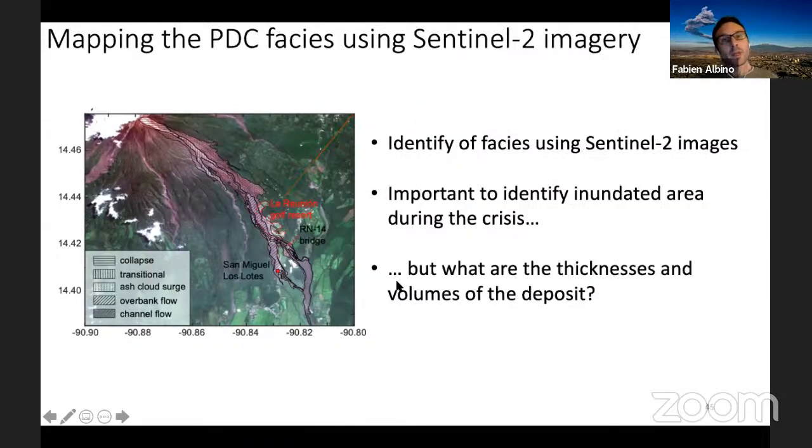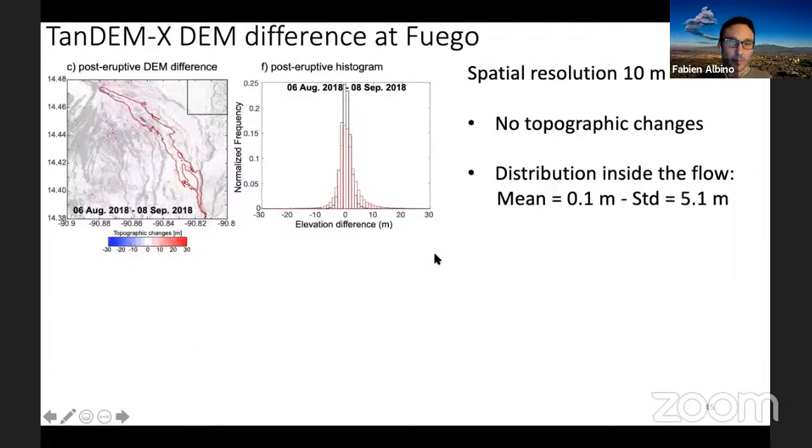So the first thing we did was to look at Sentinel-1 optical imagery to identify the different facies of the flow. And we identified 5 different facies: collapse, transitional, ash cloud surge, overbank, and channel. So this allows us to map the different facies and to look at how the topographic changes in all the different facies.